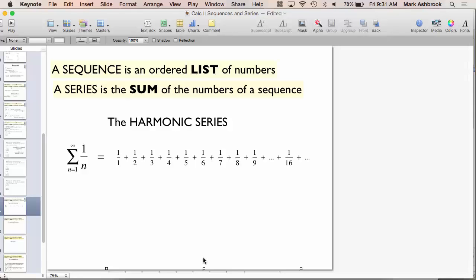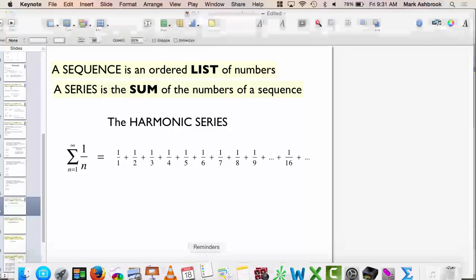So does the sequence 1 over n have a limit of 0? In the end, are we essentially adding 0 plus 0 plus 0 plus 0 for very, very large n? Yes. Is that enough to say that the series will add up to a finite value, will converge? That's the question we're investigating.